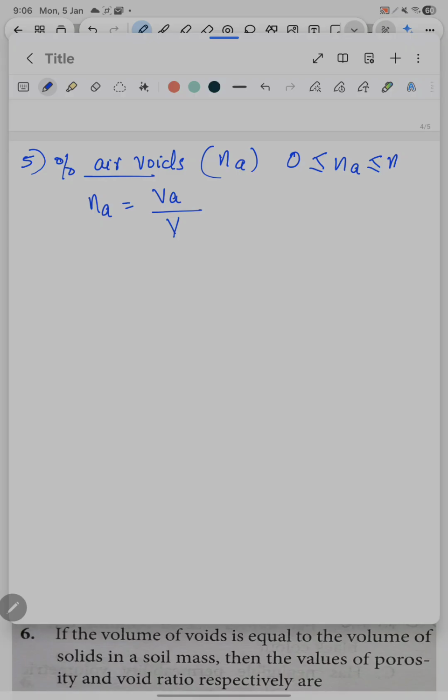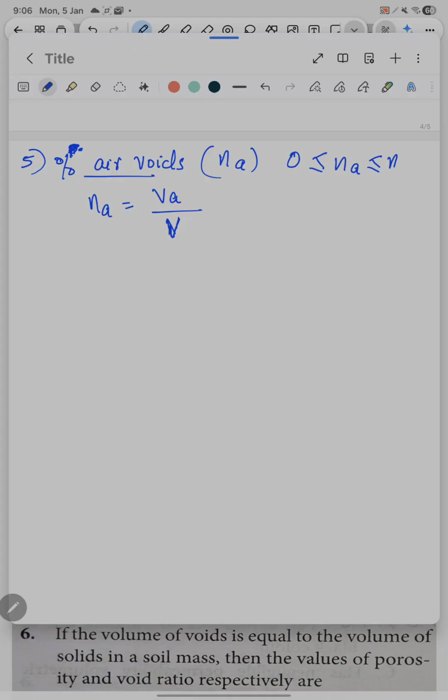Here it is percentage air voids, so total volume is there. In case of porosity also, if you start with porosity and percentage air voids, in the denominator total volume will come. Just think like that, so you will not get confused. In the same way, in case of percentage air voids, in the denominator total volume. So percentage air voids is volume of air to total volume, and its range is 0 less than or equal to Na less than or equal to n.